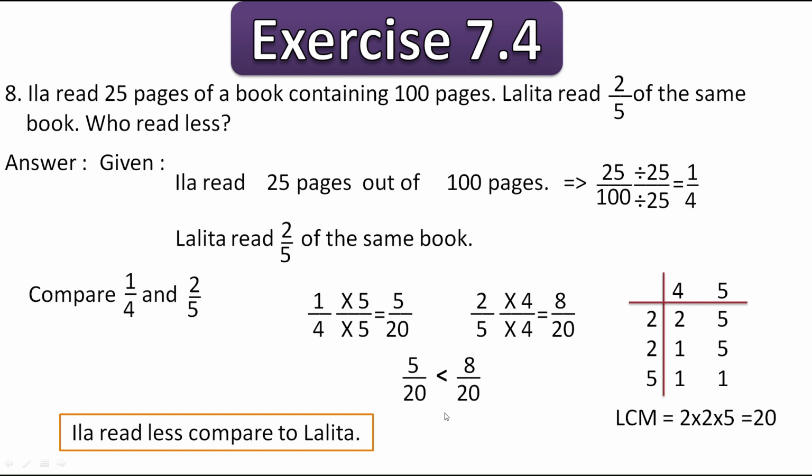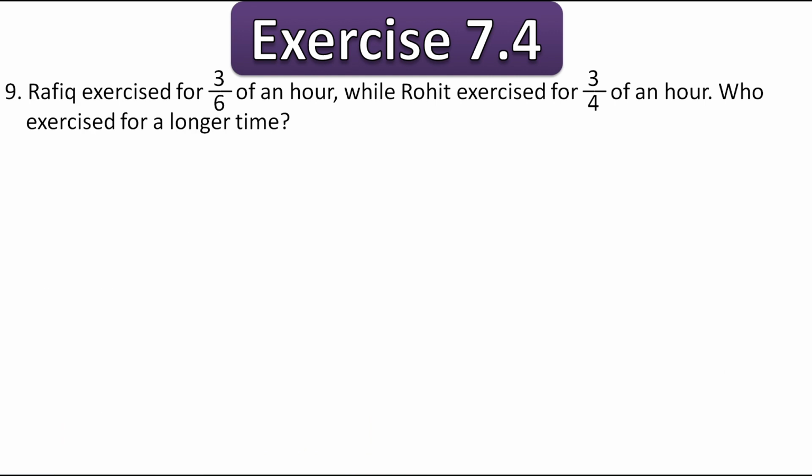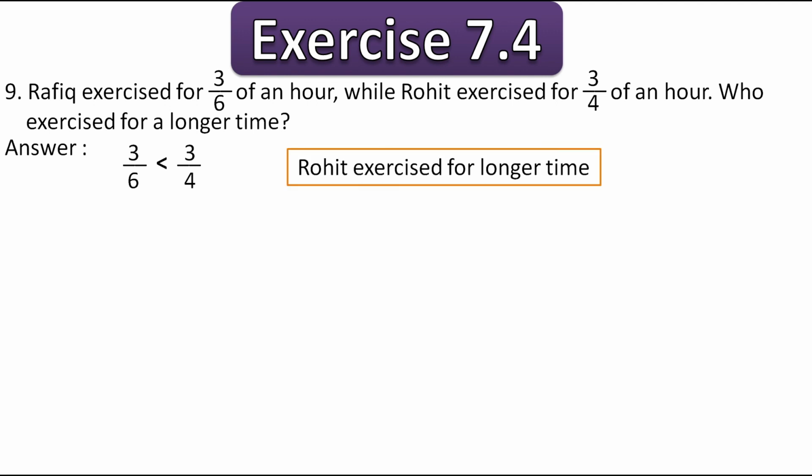Okay. Now let's move to the 9th question. Rafiq exercised for 3 upon 6 of an hour, while Rohit exercised for 3 upon 4 of an hour. Who exercised for a longer time? So for that we have to compare these two fractions, 3 upon 6 and 3 upon 4. Okay, now as per the second rule, the numerator is same here, therefore with the smallest denominator the fraction is greater. Therefore 3 upon 4 is greater than 3 upon 6, means Rohit exercised for longer time.